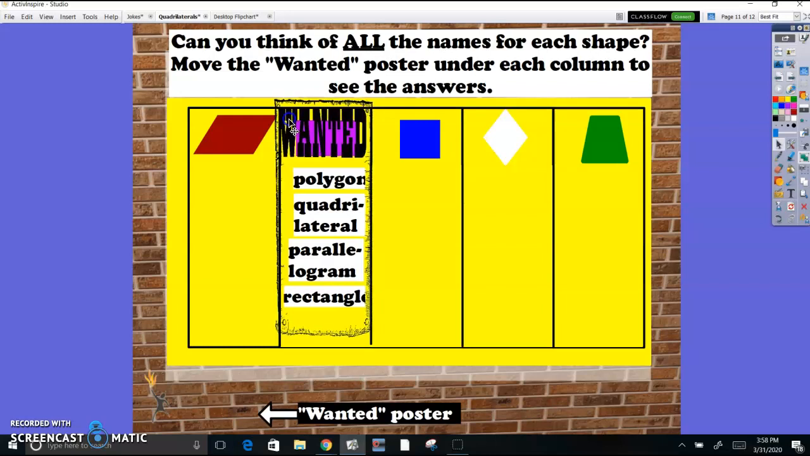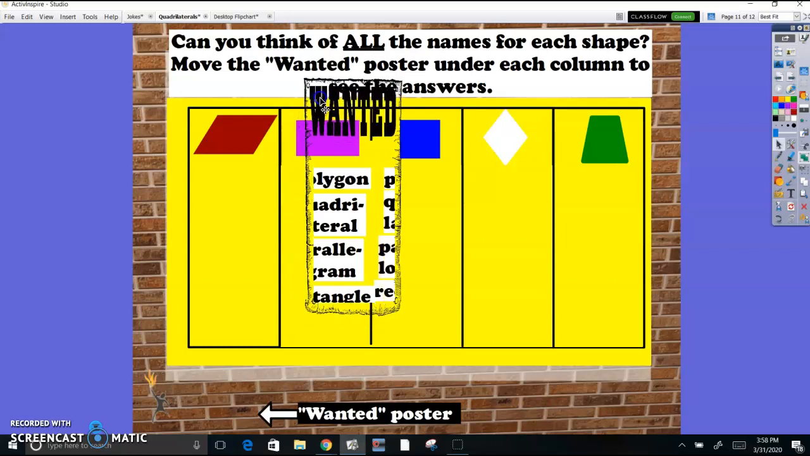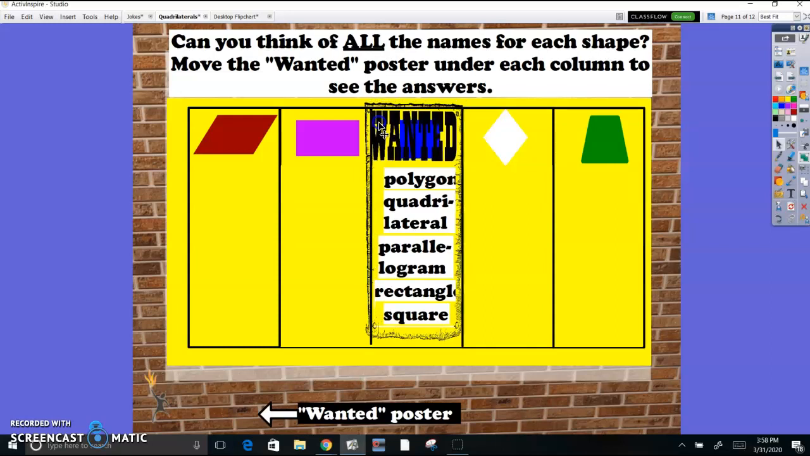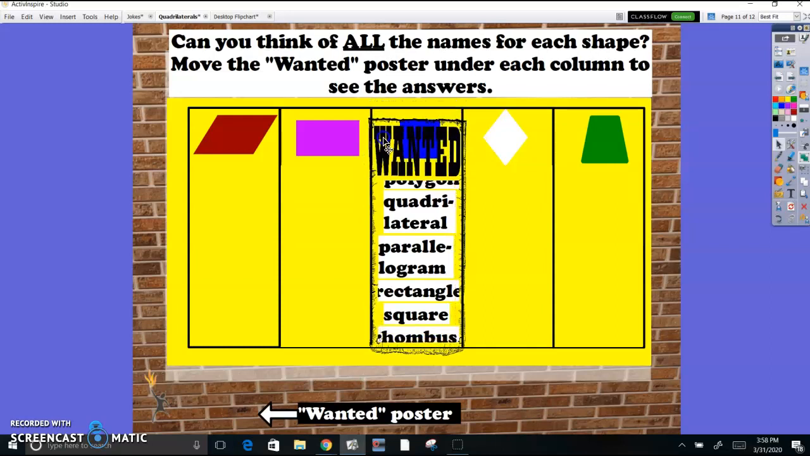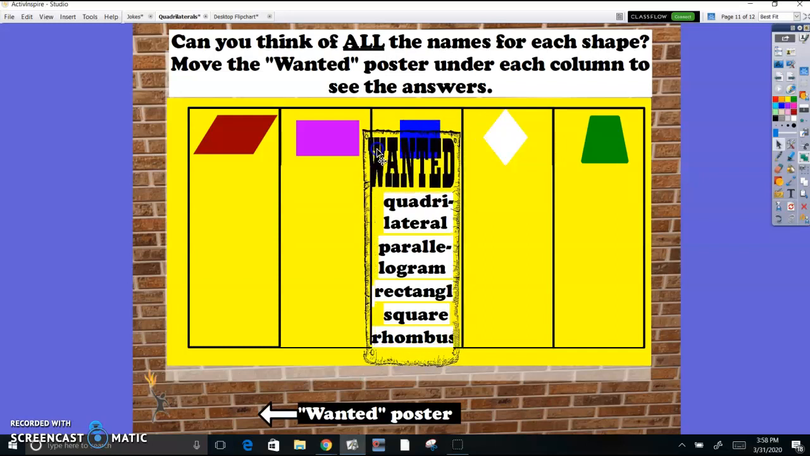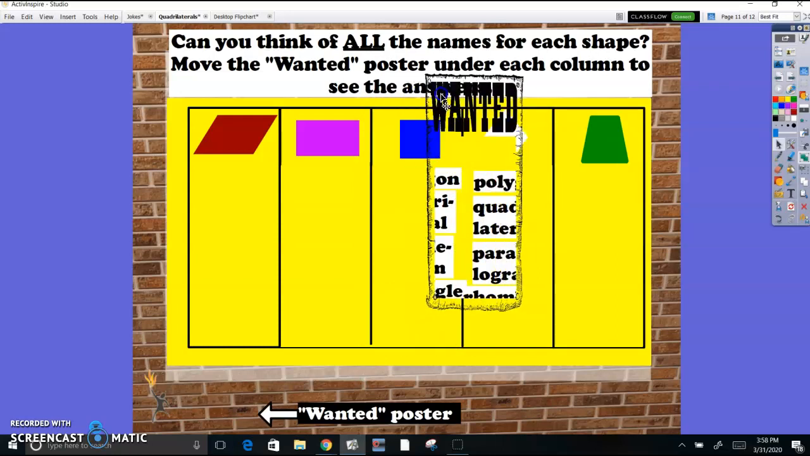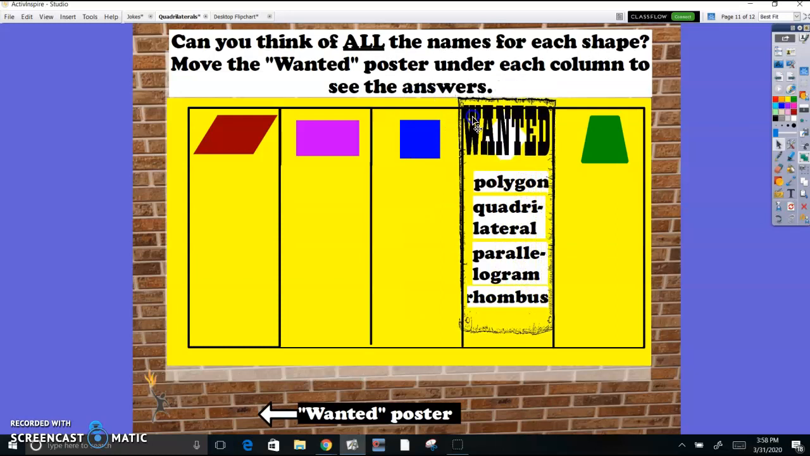This blue one has a lot of names. It is a polygon, a quadrilateral, a parallelogram. It is also a rectangle. And of course, it is a square. We can also call it a rhombus. But remember, a rhombus is not necessarily a square, but a square can be called a rhombus. A rhombus can be called a polygon, a quadrilateral, a parallelogram, and of course, rhombus.